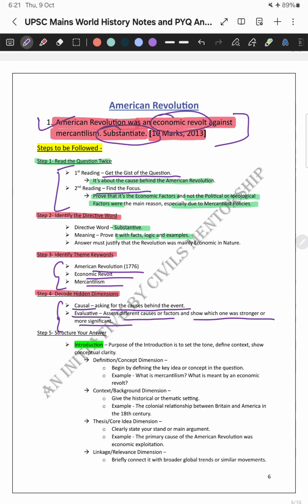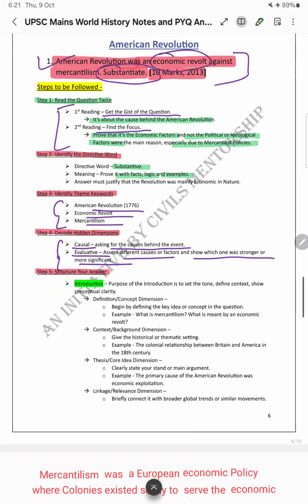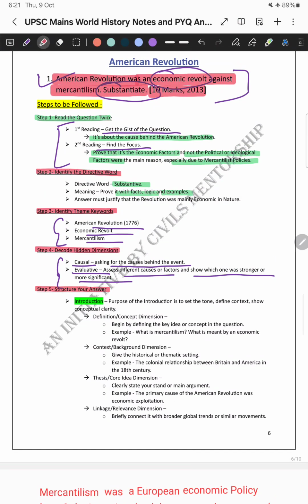Now comes the most important step, that is structuring your answer. So what does this mean? As I mentioned, this one is the big one. Based on this particular thing only, you will get your entire marks. So a good answer has 3 parts, as we all know. Now what are those? One is introduction.